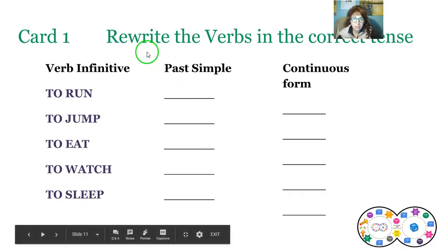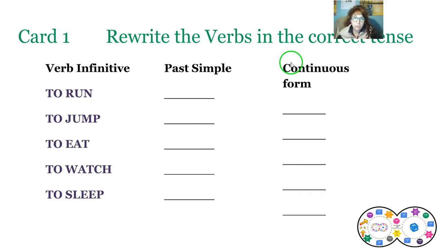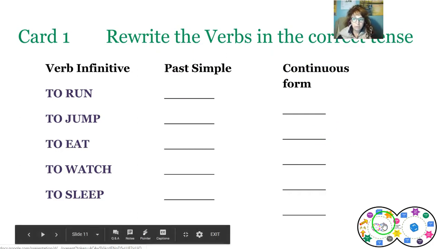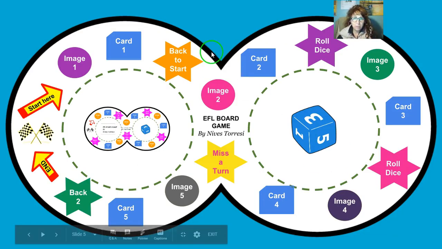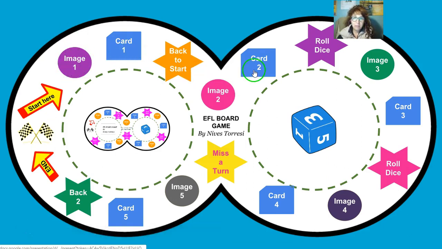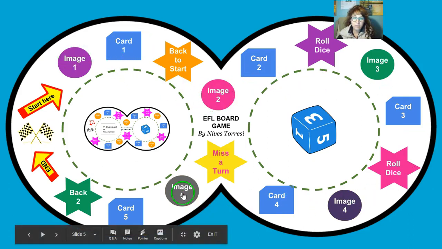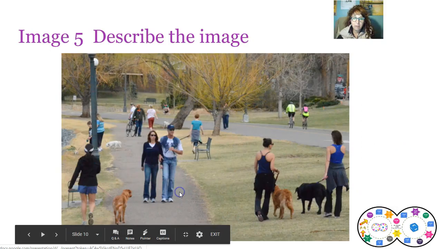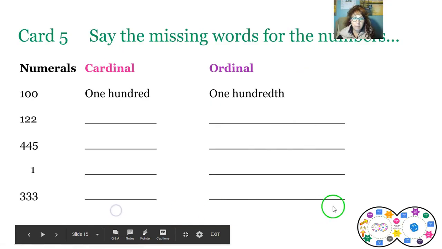This is what a card looks like. The students have to either rewrite or just say the verbs in the correct tense when they're live in the classroom or online. Again, you should be able to change the images and the cards. That's all you have to do, is change all the images and the cards. Here we have 5 images and 5 cards. So this is image number 5 and card number 6.